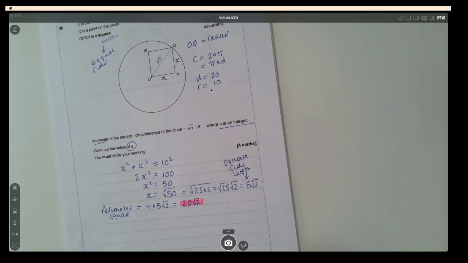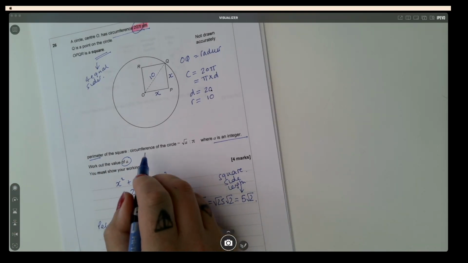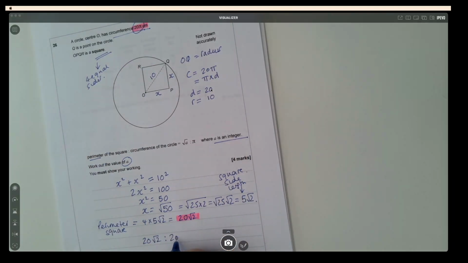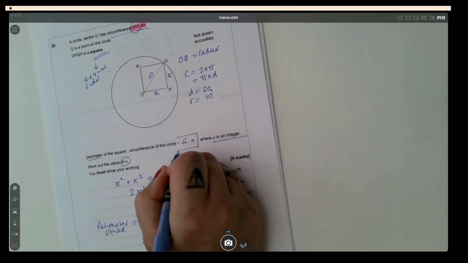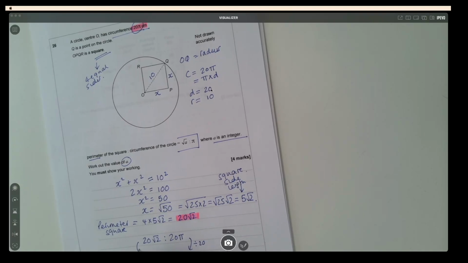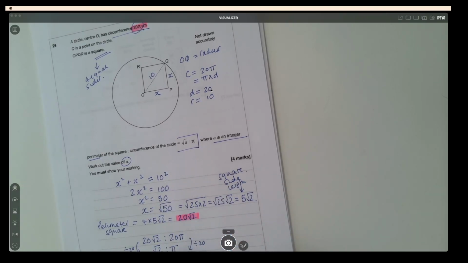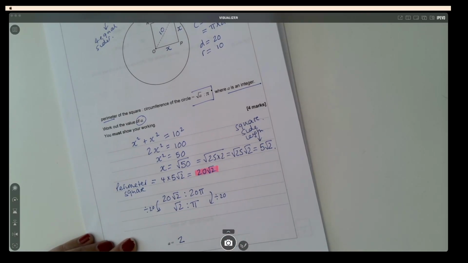So let's write them as a ratio as we currently know them. So perimeter of the square first, 20 root 2 to the circumference of the circle, which we know is 20 pi. So now we're going to simplify this ratio and we're going to try and get it into this form. So I can divide both sides by 20, which leaves me with root 2 to pi. So the right hand side of the ratio matches. The left hand side matches in terms of we've got a root, and that tells us that actually the value of A must be 2.